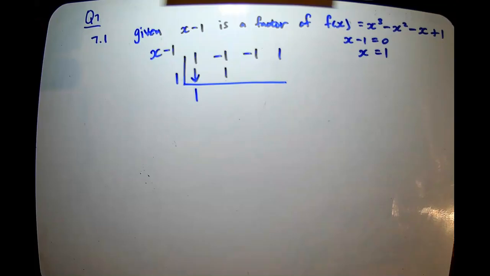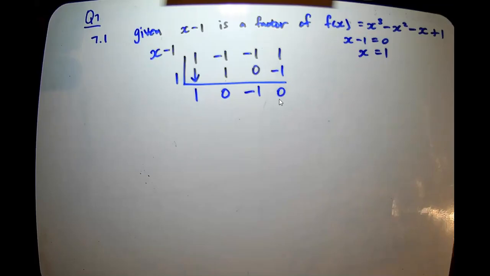Now 1 times 1 is 1. Now I'm going to add them. Minus 1 plus 1 is 0. 1 times 0 is 0. Minus 1 plus 0 is minus 1. 1 times minus 1 is minus 1. 1 plus minus 1 is 0.